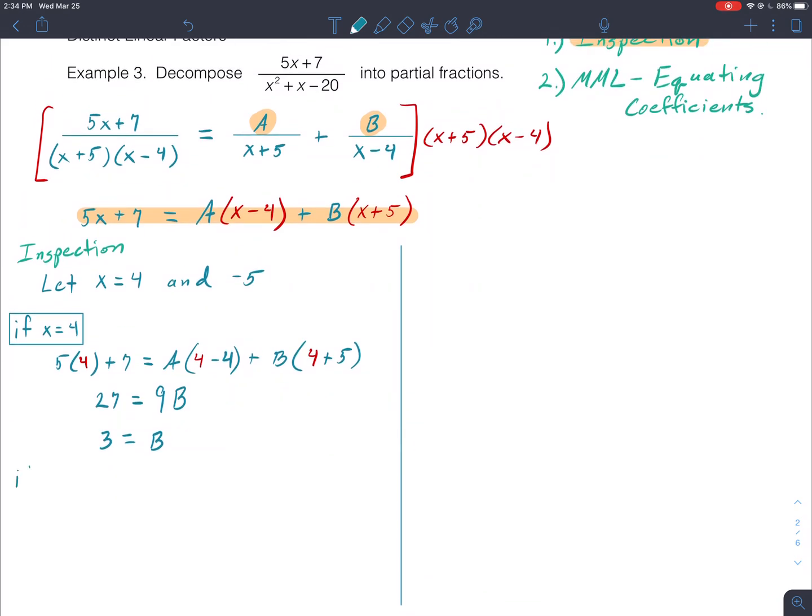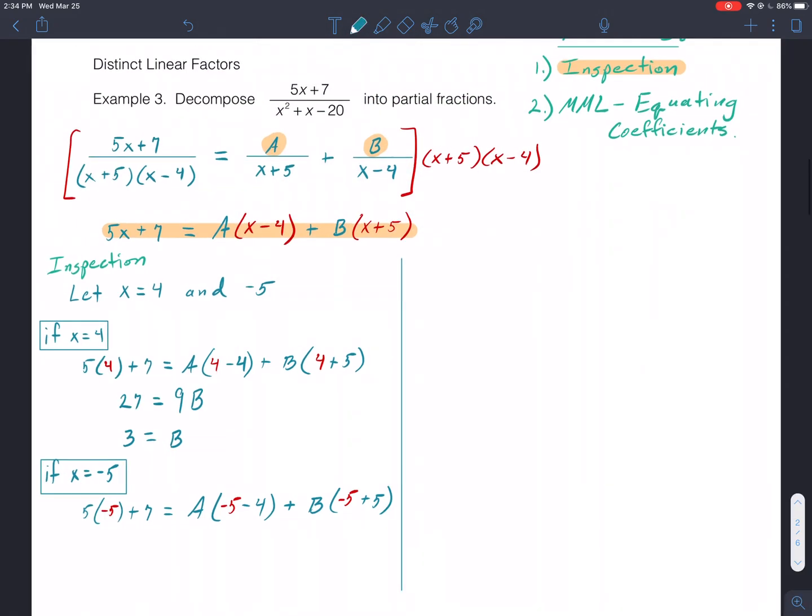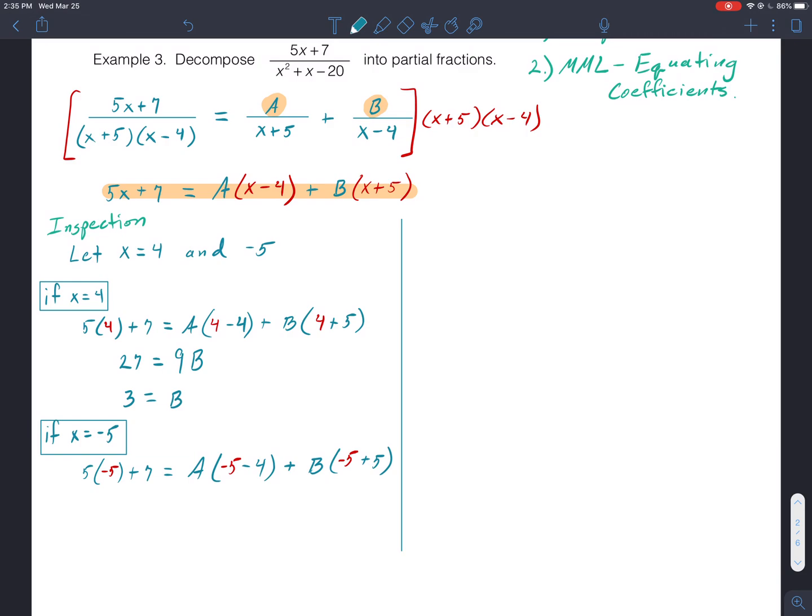If I let x be -5, then I'm going to get 5 times -5 plus 7 is equal to a times -5 minus 4 plus b times -5 plus 5. And of course, you can see where I'm getting with this. If I let x be -5, then I end up with -25 plus 7, which is, of course, -18. Careful with your algebra there.